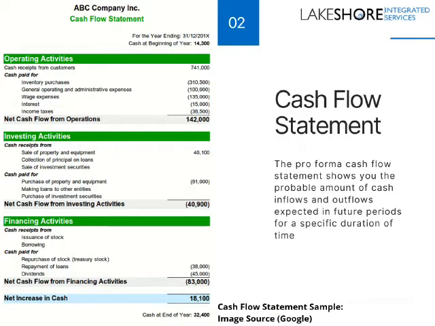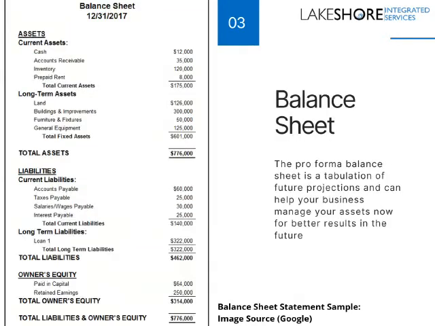So the balance sheet. The pro forma balance sheet is a tabulation of future projections and can help your business manage your assets now for better results in the future. Still on the left side, you can see a sample. You can use this sample, go through it, see the components of the balance sheet.